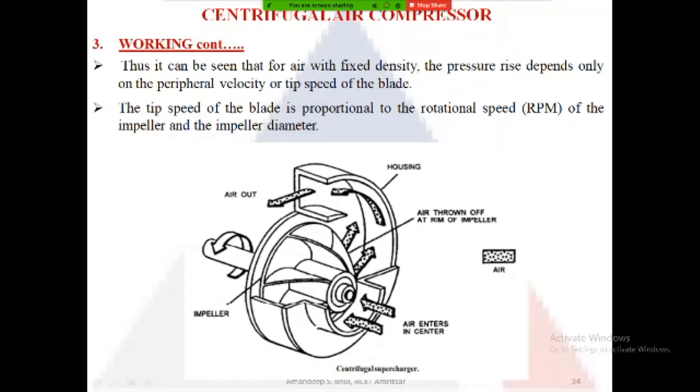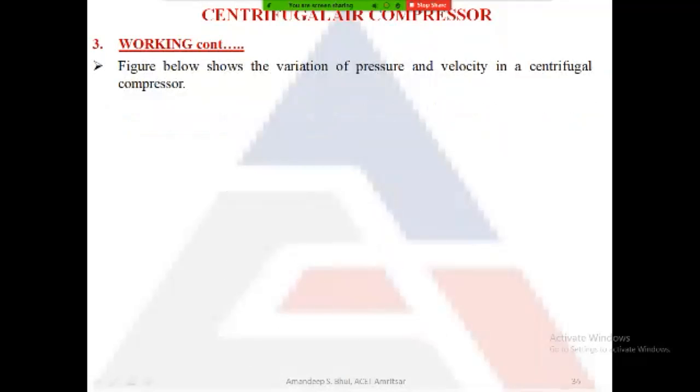Now here you can see that the air is entering along the axis of this impeller blade, but this air is discharged at 90 degrees. So that is why this is known as a radial compressor, because the air changes direction through 90 degrees. So air enters along the axis, but it exits the impeller in a perpendicular direction. Hence, that is why it is known as a radial flow compressor. Okay. So this is the working of a centrifugal compressor.